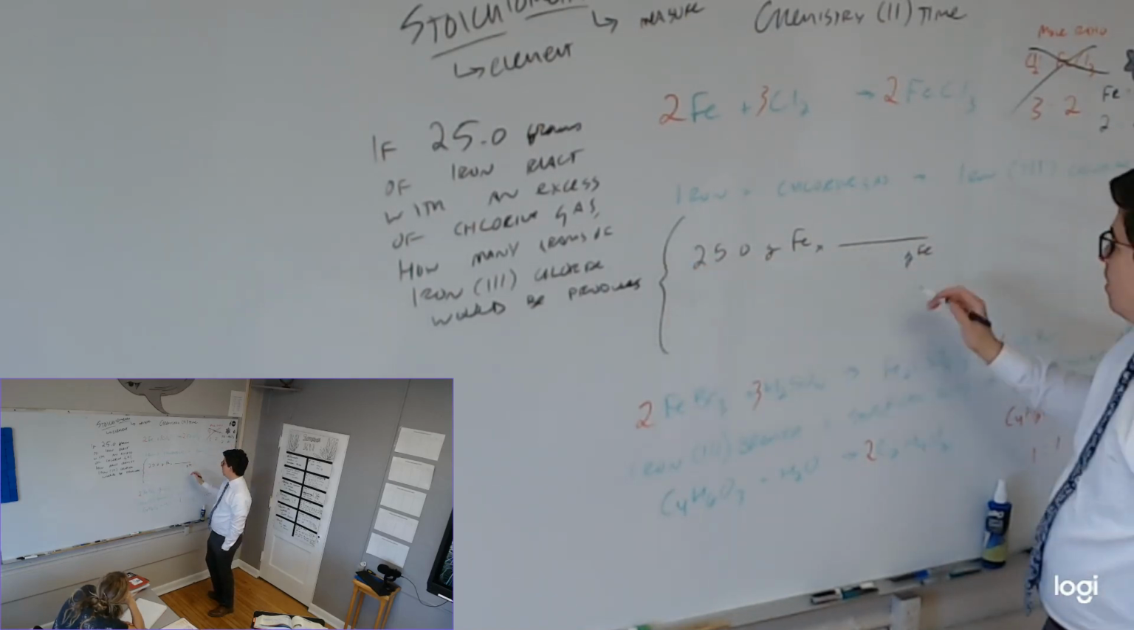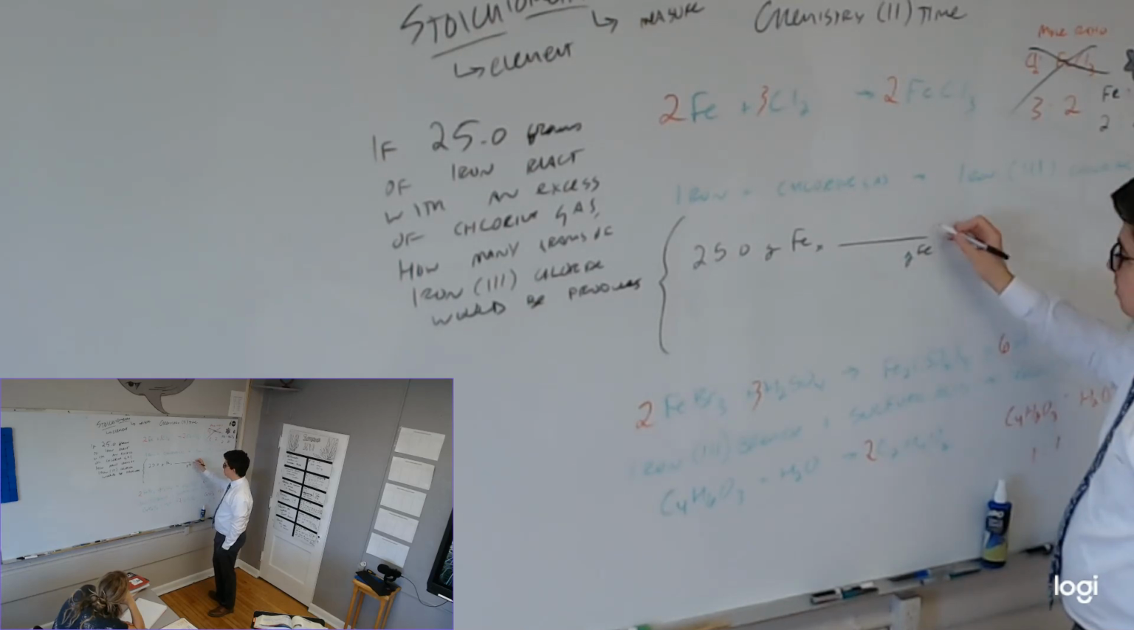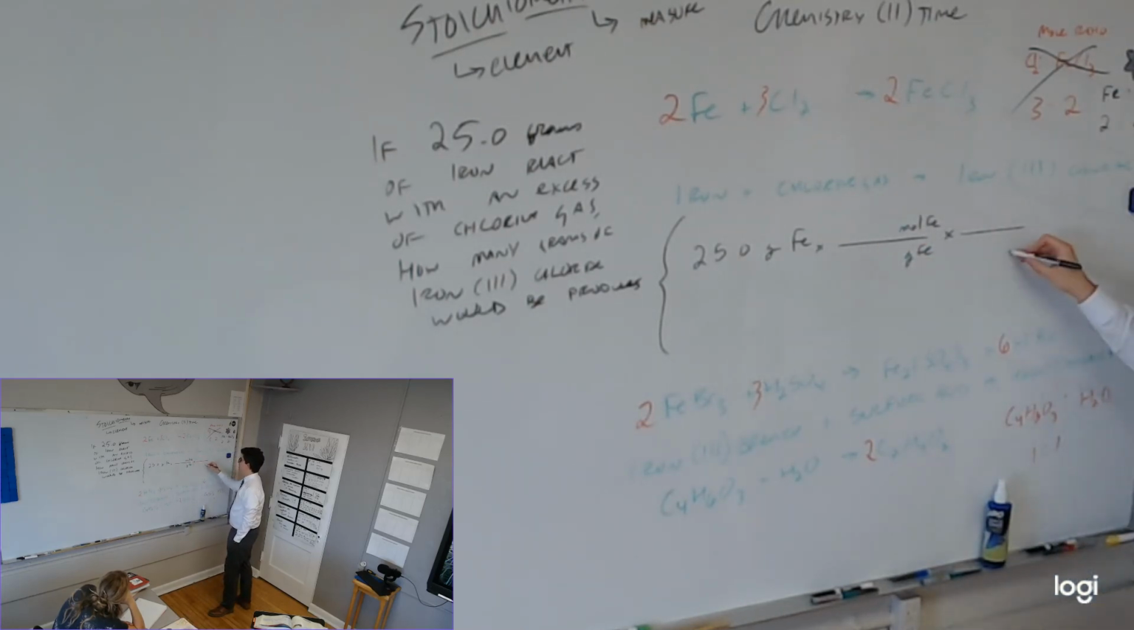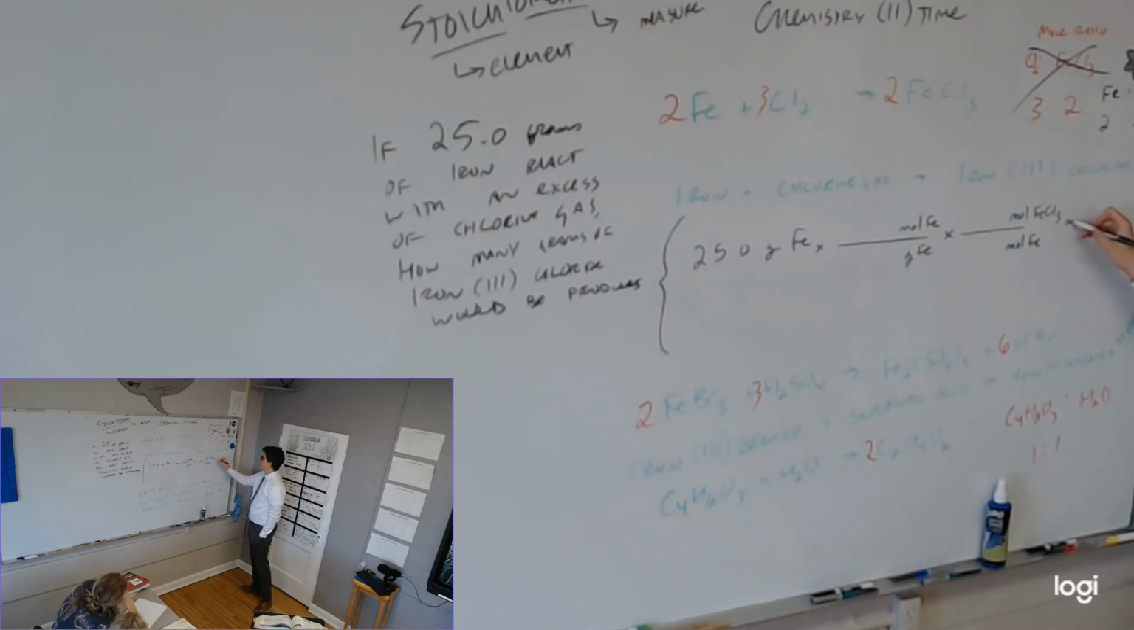So in order to get to moles of iron trichloride, which a careful reading of the problem will tell you what we need, what am I first going to have to do? Grams of iron to moles of iron. And then I'm going to go from moles of iron, be careful, we can't go to grams yet, to moles of iron trichloride. And then from moles of iron trichloride to grams of iron trichloride.